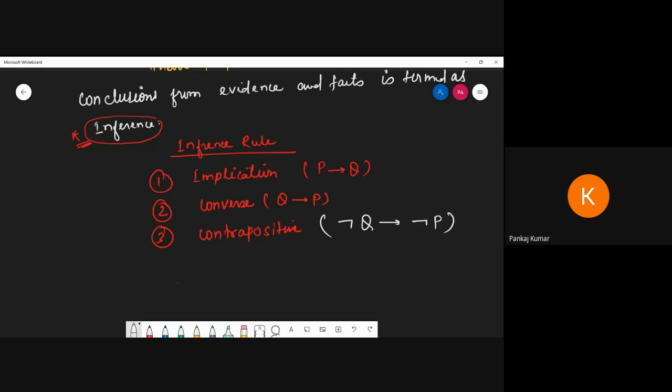Suppose I want to represent some statements in terms of converse. Just suppose I am writing: it is raining, then today is Monday. Don't go for the meanings and all those things. Suppose 'it is raining' is my P statement, and 'today is Monday' is the Q. That means P implies Q.